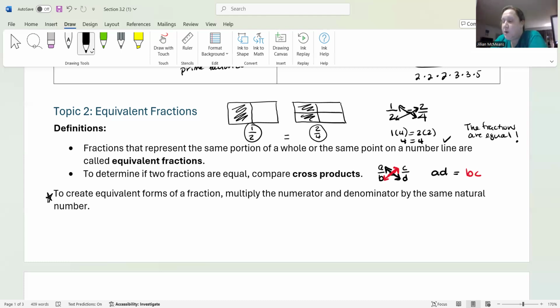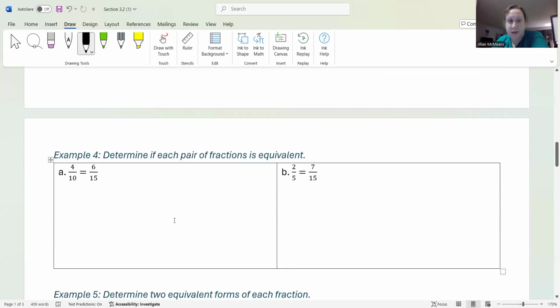But to create equivalent forms of a fraction, you multiply the numerator and denominator by the same natural number. And so you're going to have a fraction that looks very different, but is absolutely equivalent to what you started with, as long as you multiply the top and bottom. And I'll show you what I mean by that in just a moment. So let's look at our examples.